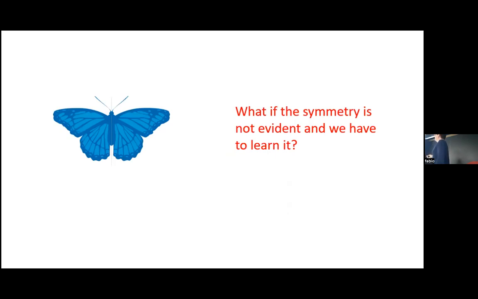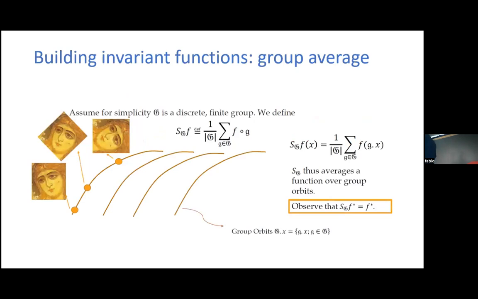And then I would like to end with this. So what if the symmetries are not evident and we have to learn them? So suppose your physical system actually has some symmetries that you don't know, but you know that they are there. So you want to know the symmetries and implement them maybe in a neural network. Okay. So here I'm just giving some hints. This is of course not the solution because there is a huge debate and literature about this.